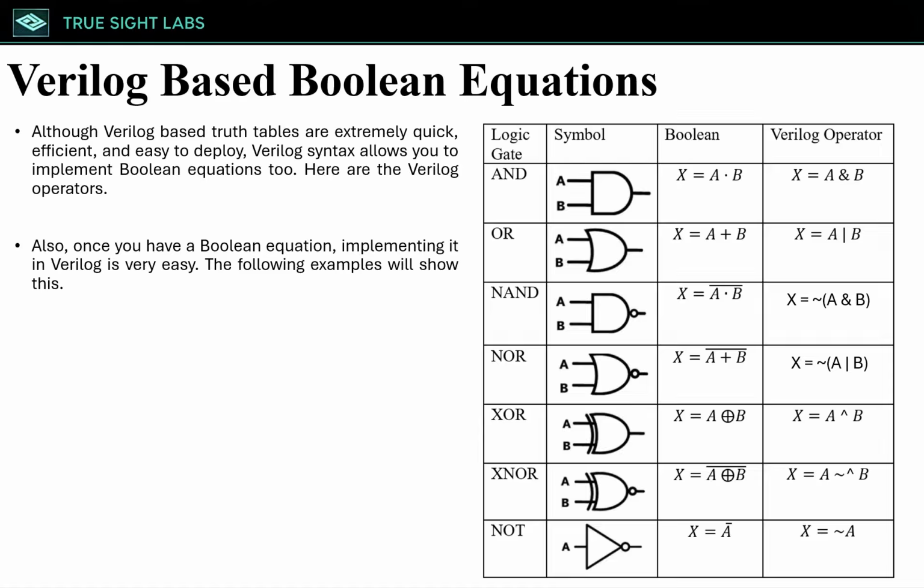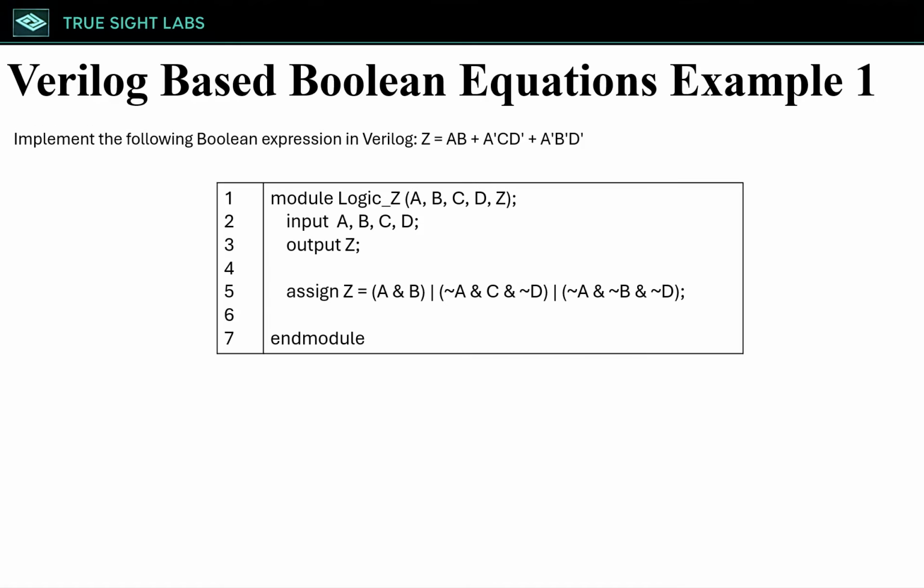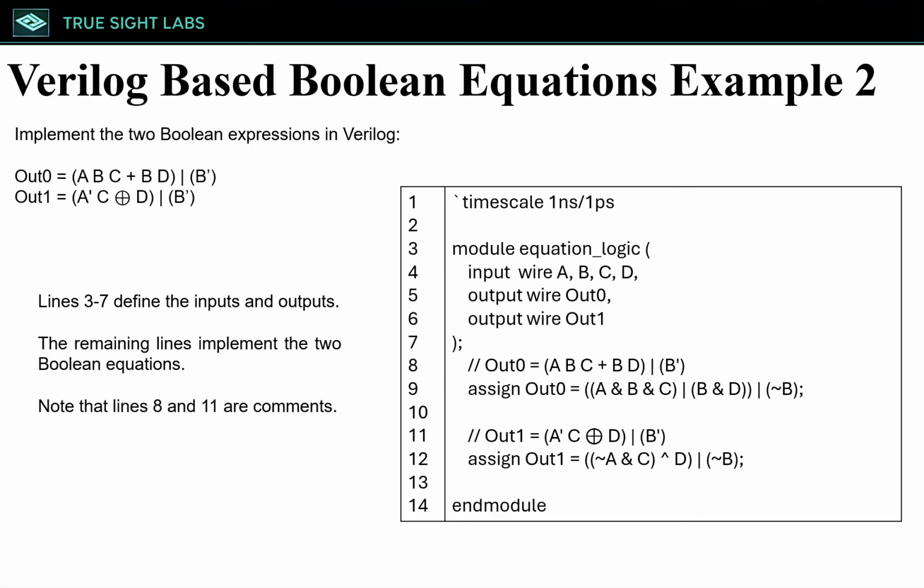Also, once you have a Boolean equation, implementing it in Verilog is very easy. The following examples show this. This example shows how to implement the Boolean expression for z in Verilog. This example shows how to implement the two Boolean expressions in one Verilog module.